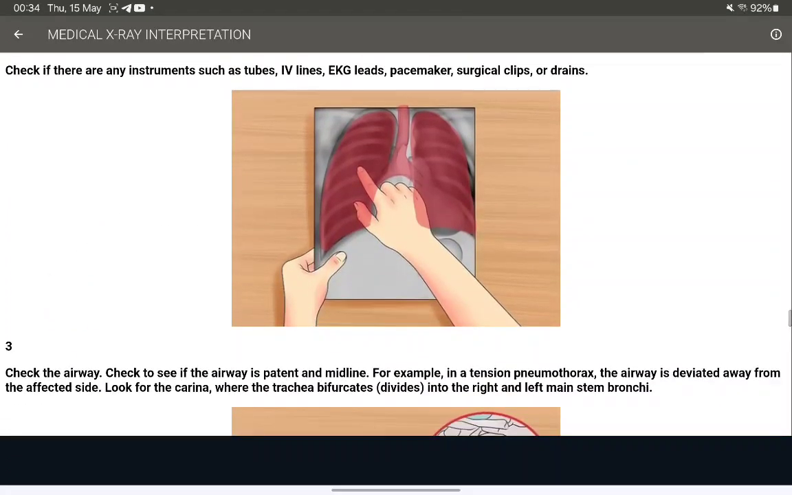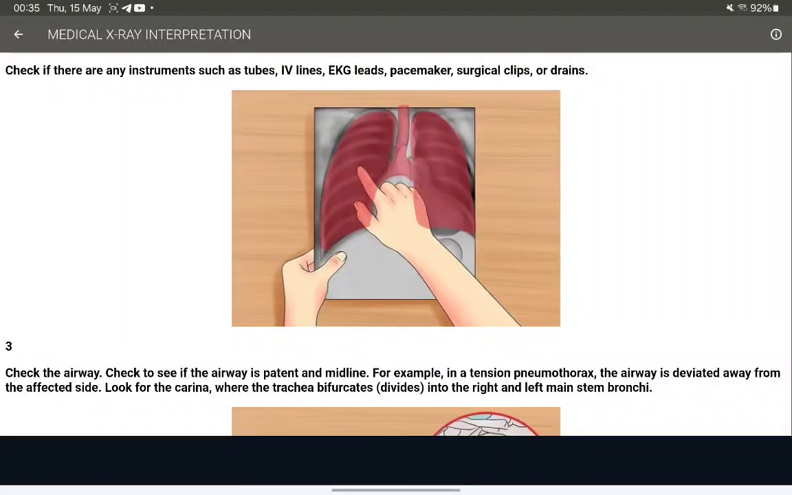Then check the airway, starting with the trachea, then the bronchi, then the hila, then the lung field bilaterally. All of these are the components of the airway. Check to see if the airway is patent and midline, or shifted to one side or collapsed.